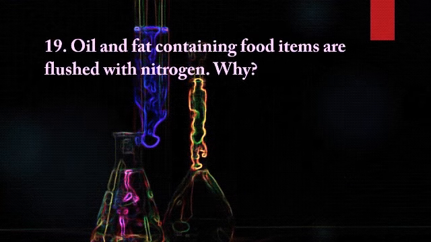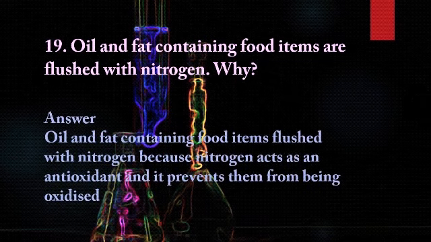Now moving on to the 19th question. The 19th question is, oil and fat containing food items are flushed with nitrogen. Why? Answer: Oil and fat containing food items are flushed with nitrogen because nitrogen acts as an antioxidant and it prevents them from being oxidized. The main purpose of flushing nitrogen into food packets that contain oil and fat items is to prevent rancidity, which occurs when the oil or fat reacts with oxygen, letting out an unpleasant smell and taste. Therefore, by flushing nitrogen, an unreactive surrounding is created, thus preventing rancidity.